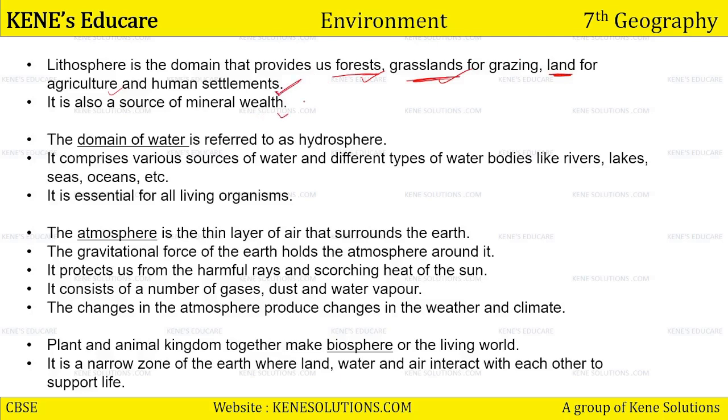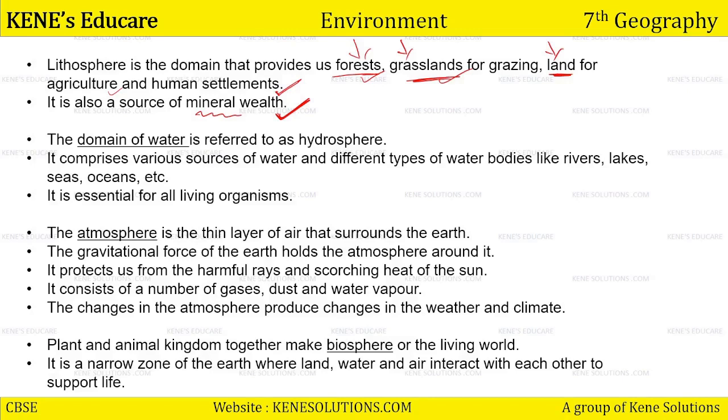So it's a source of mineral wealth also. The lithosphere has a lot of minerals which are used for various productive and manufacturing purposes. So lithosphere is that main domain of natural environment which gives us forest, grasslands and land for agriculture and human settlements. Plus, it's a very good source of minerals also. Now you will say water has minerals. Water also has minerals, but land also has minerals. Why? Because land or lithosphere is covered by a thin layer of soil and soil always has minerals. Okay, so this was the first domain of natural environment, lithosphere.